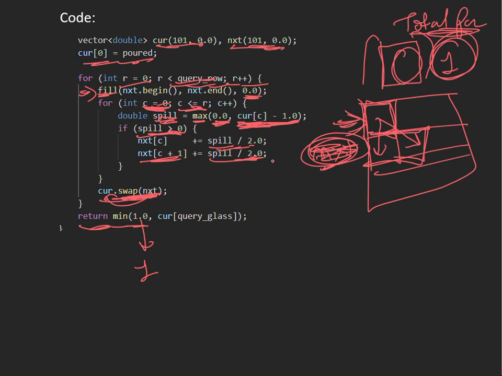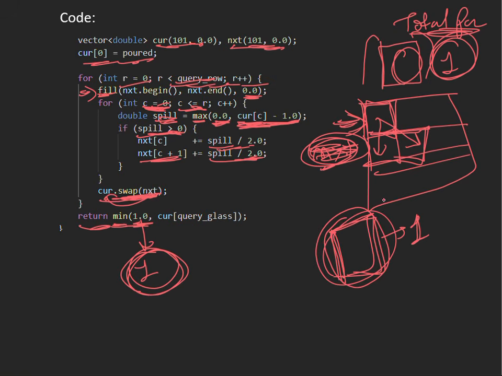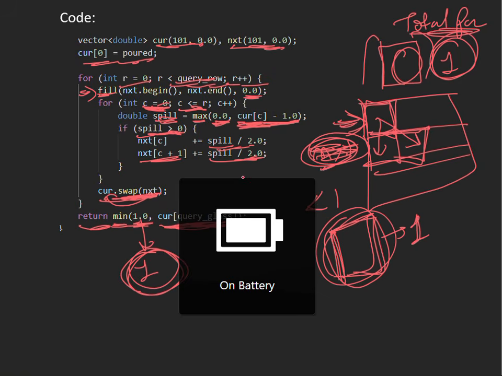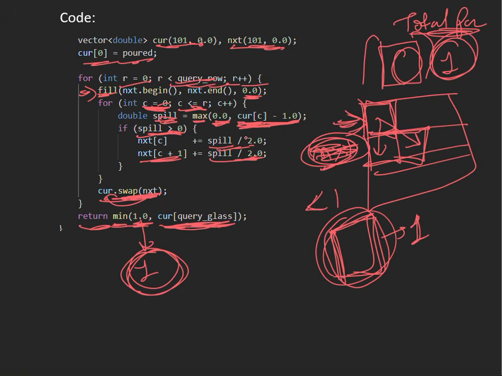Why are we taking the minimum with 1? Because we are storing the total quantity. Suppose this glass has more than 1 champagne, then in that case we will return 1, because capacity is 1. Else, if it is less than 1, in that case the champagne present in the glass will be returned. So I hope you get this and I am able to explain it properly.